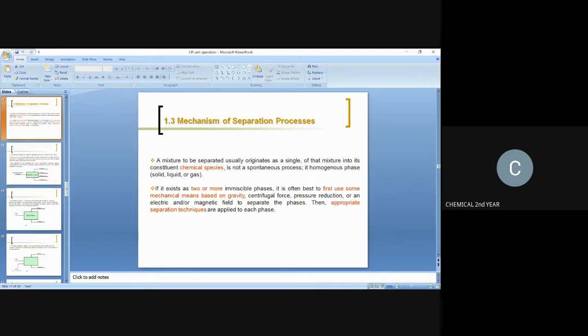Mechanism of separation process. A mixture to be separated usually originates as a single homogeneous phase, and separation of the mixture into its constituent chemical species is not a spontaneous process. If it exists as two or more immiscible phases, it is often best to first use some mechanical means based on gravity, centrifugal force, pressure reduction, or an electric and or magnetic field to separate the phases. Then appropriate separation techniques are applied to each phase.